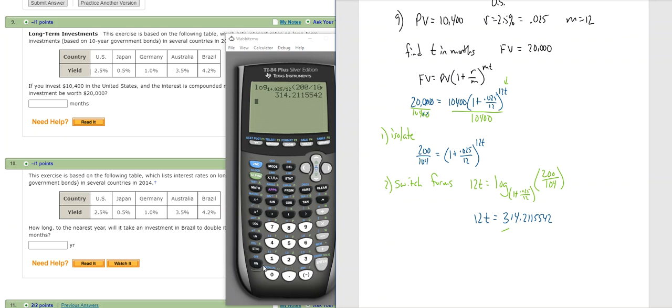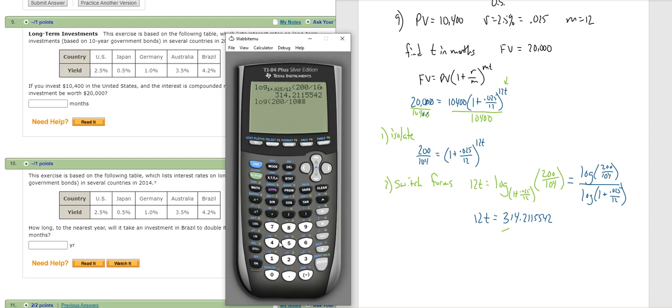Now, alternatively, if you don't have this type of calculator, maybe you're using a Desmos app or just a regular scientific calculator, that scientific calculator will have a log button, but not a log base button like this one. So we could always use the change of base formula, which says this is log of 200 over 104 divided by the log of 1 plus the base, right? So if we enter that in here, 200 divided by 104 is in the numerator, the log of, divided by the log of 1 plus 0.025 divided by 12, and we'll get the exact same answer.